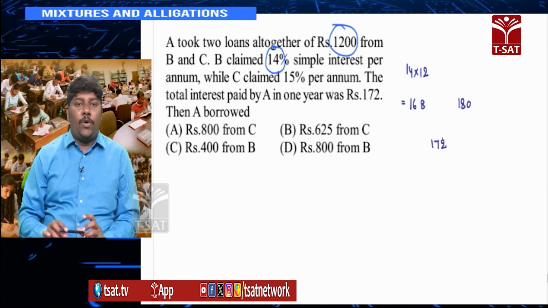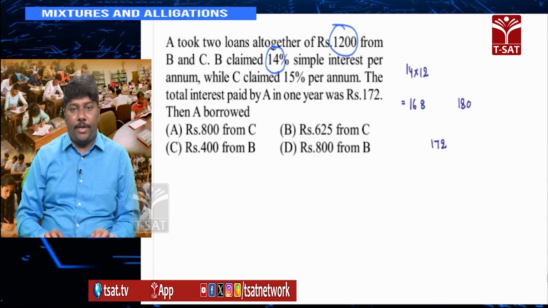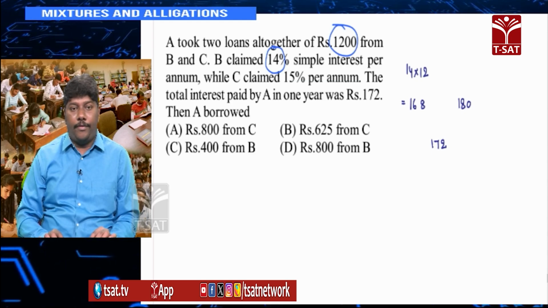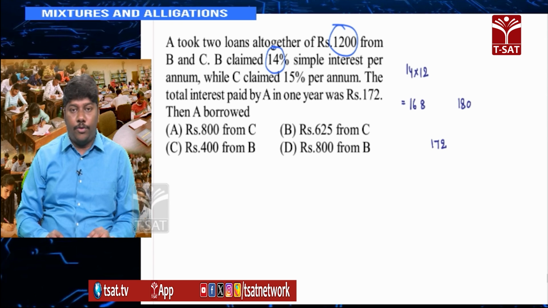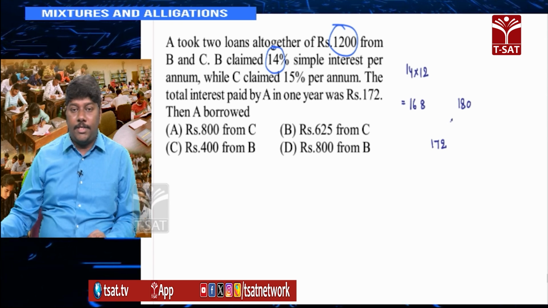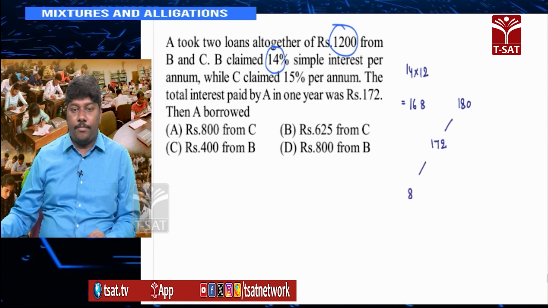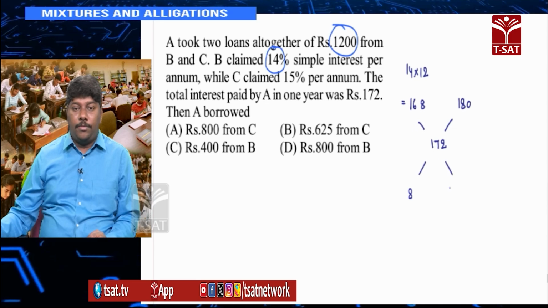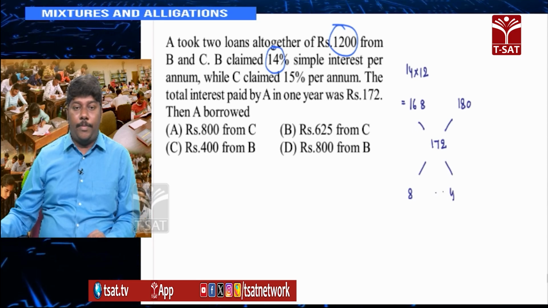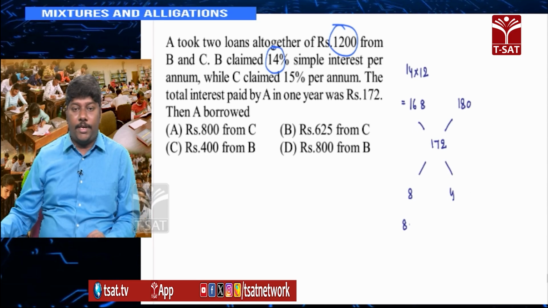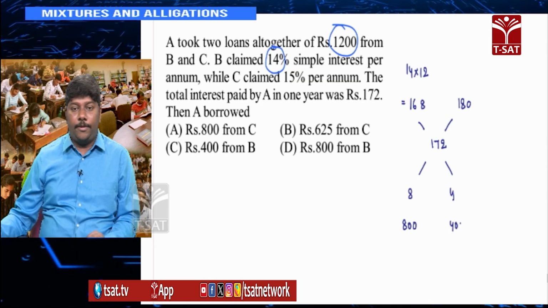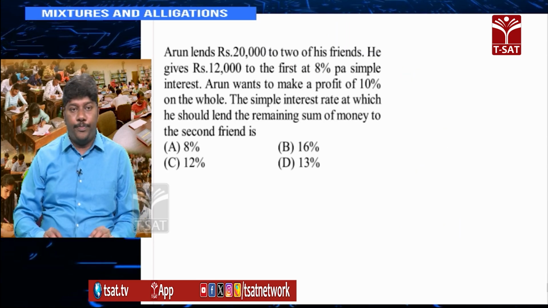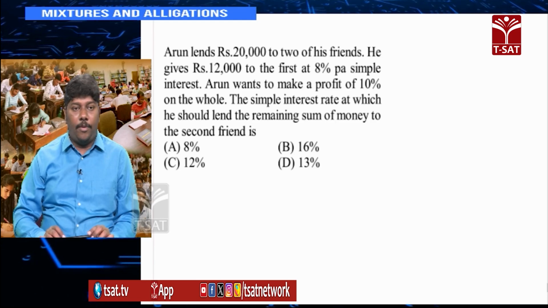So find out the whole amount. If I give it for 14%, I am going to get 168. If I give the whole amount for 15%, I am going to get 180. But I am getting 172. Therefore, you are actually mixing them in the ratio 8:4. Put together, 12 parts. 12 parts is 1200, so each part is 100. 800 you are giving to B, 400 you are giving to C. This is also related to simple interest and compound interest.